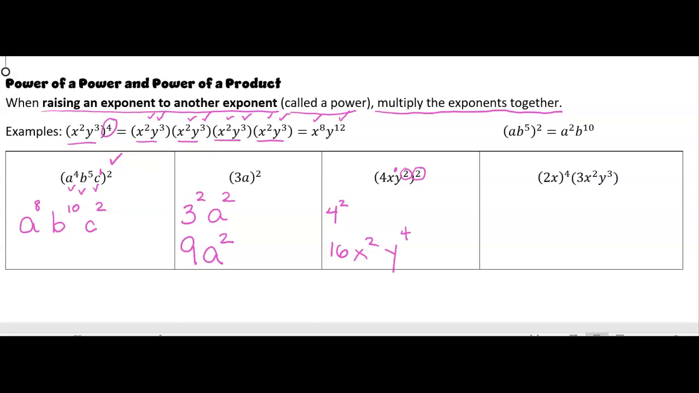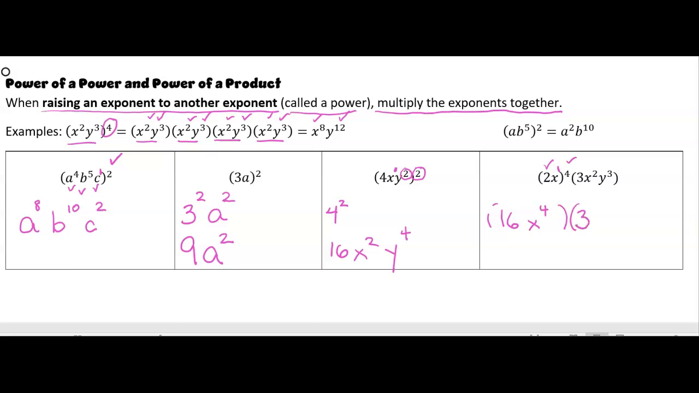Last one we have, oh, this one's a little more involved, not much. We're going to take 2 to the fourth power. You may need your calculator for that. You would just type in 2 to the fourth power, and then your calculator will give you 16. 2 to the fourth power is 16. So we'd have 16. This is x to the first to the fourth. So 1 times 4 is 4.